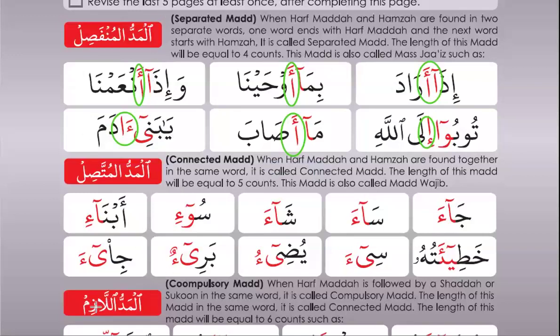Let's get the concept of med with them understood first before we go into the differences between munfasil, muttasil, and lazim, because then they're going to get very confused. Might need more than one class to actually explain this. Okay, so what is a med, guys? It's when we stretch. When we see this symbol up here, we're going to stretch. How long? 4 to 5 counts, right?